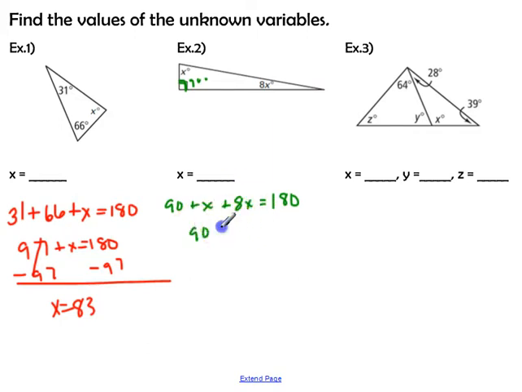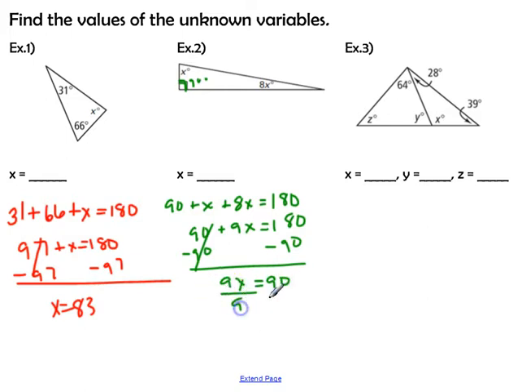The x plus 8x gives us 9x equal to 180. And then to isolate x, first we want to subtract 90 from both sides. And then we have 9x is equal to 90. And then lastly, divide both sides by 9. And then we get x is equal to 10. So our answer here is going to be 10. And I forgot to write the first answer to example 1 right there.